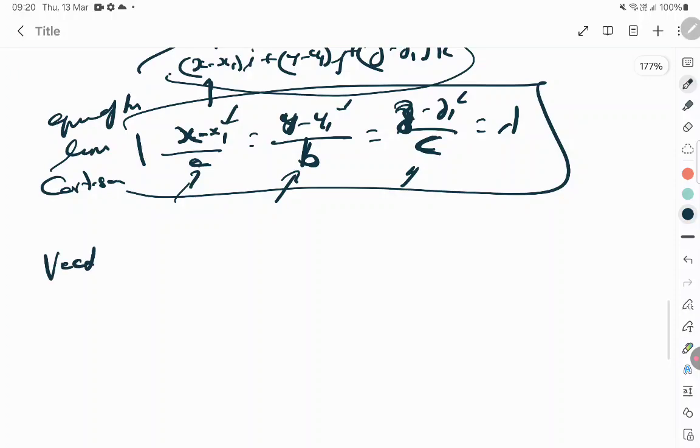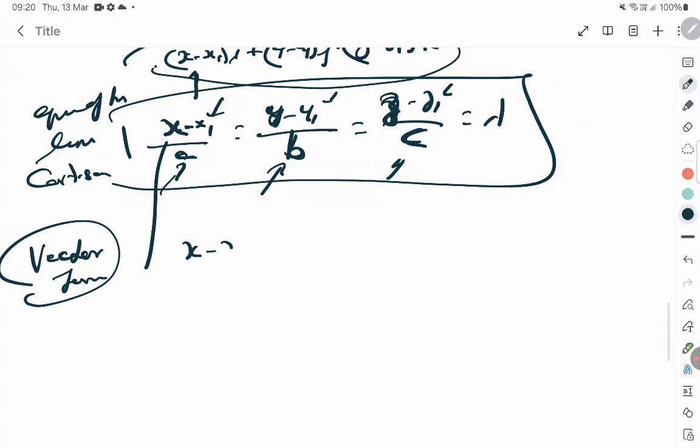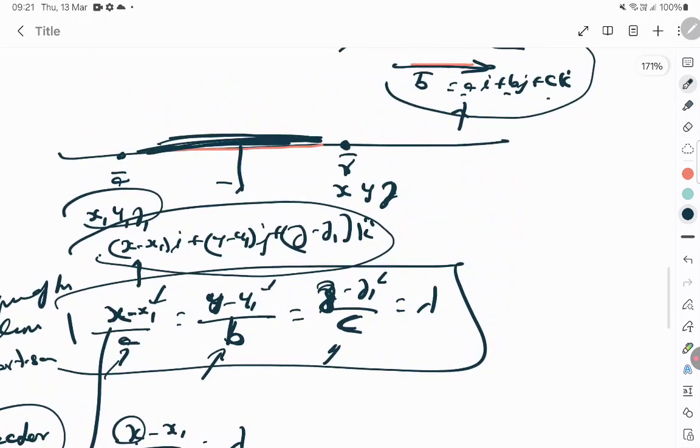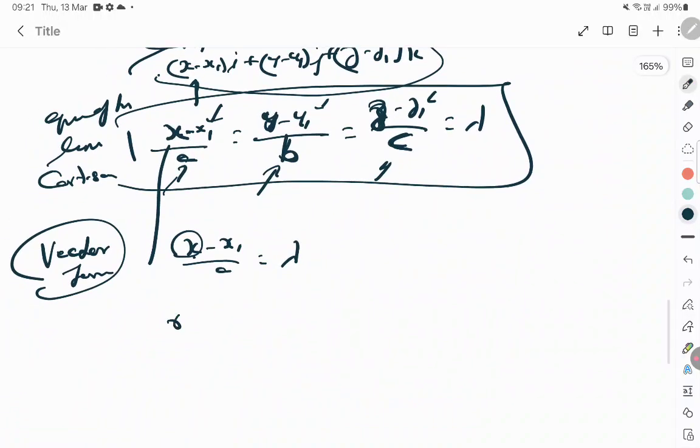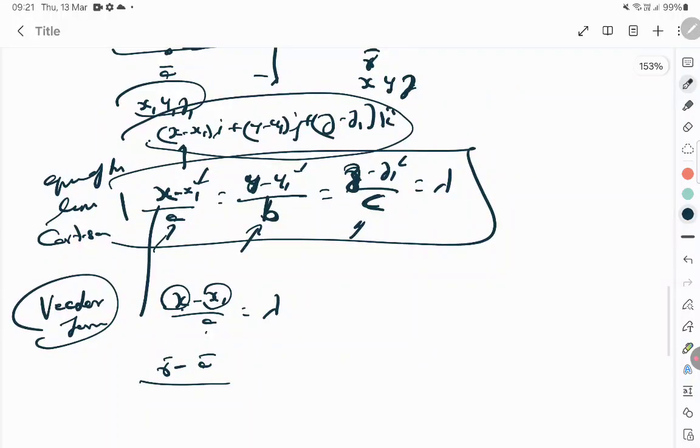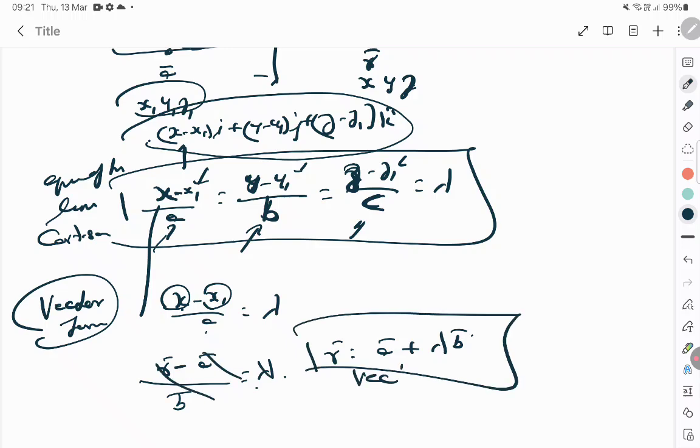Supposing they ask you this in vector form, take only one, which is (x minus x1) by a is equal to lambda. What is x? X is from this r vector. So this is r vector. X1 is actually a vector. And this a is from the b vector, is equal to lambda. So r vector therefore is b into lambda, and a can go that side. A vector plus lambda times b vector. So this is the vector format.